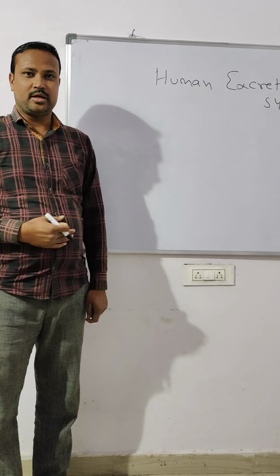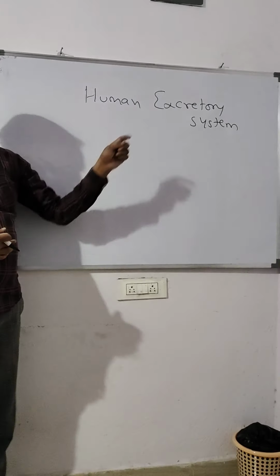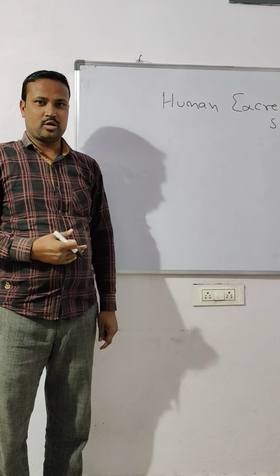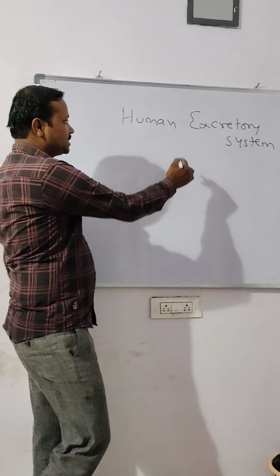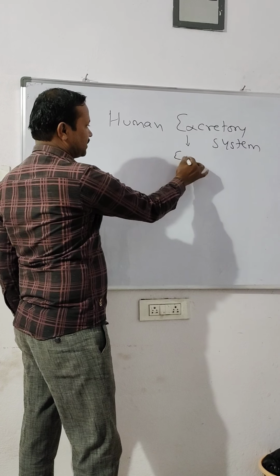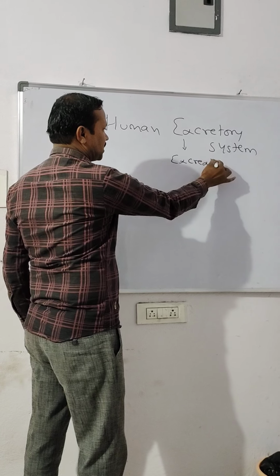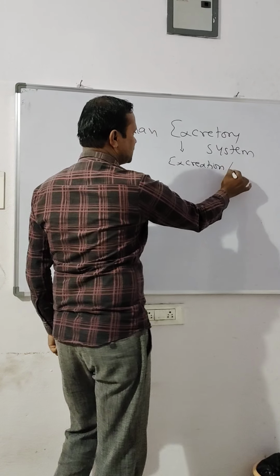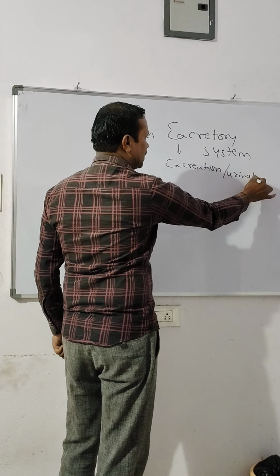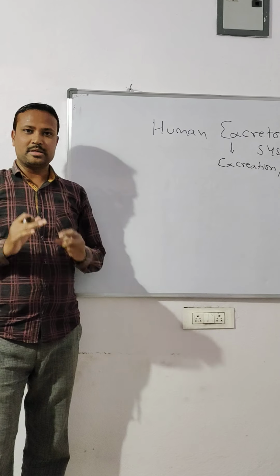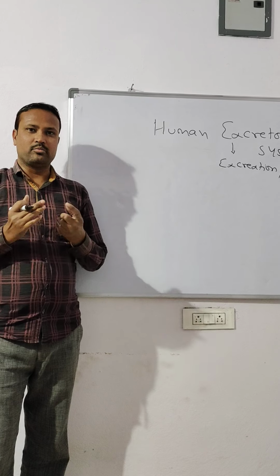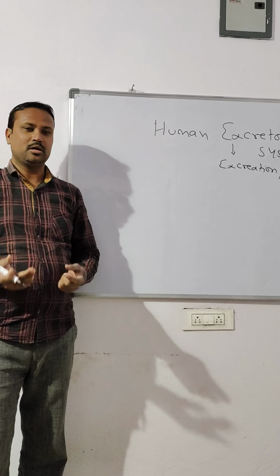I am going to discuss today about the human excretory system. Before we enter into the topic, let us understand the meaning of excretory. Excretory means excretion, also called urination. This excretory system is very much required for the human body to remove unwanted waste material from the body.